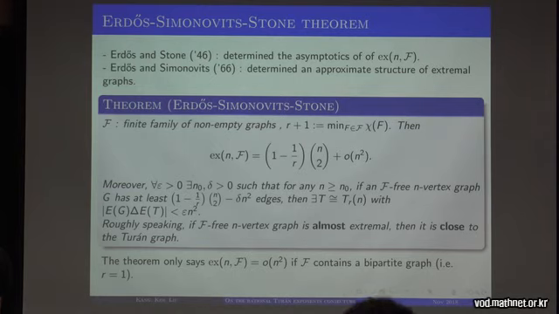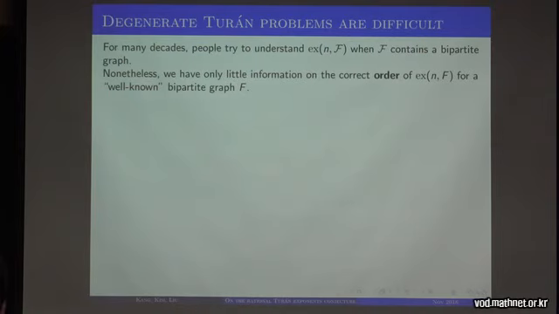However, when F contains a bipartite graph, then r becomes 1. So the theorem only says the extremal number is little-o of n squared, so it is degenerate. We call it the degenerate case. For many cases, people try to understand the extremal number when F contains a bipartite graph.